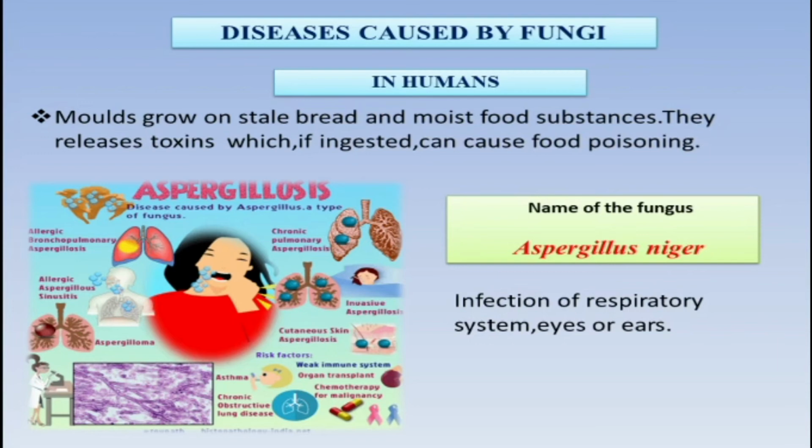The first one: molds grow on stale bread and moist food substances. They release toxins which, if ingested, can cause food poisoning. How does it happen in humans? Most of the time, food items are not closed or covered properly, for example on the roadside, where food is prepared.